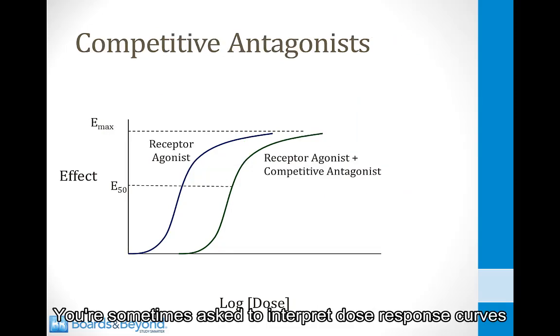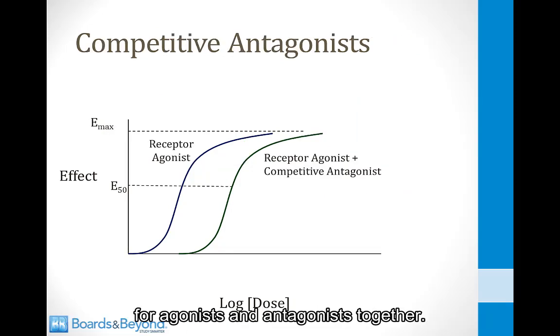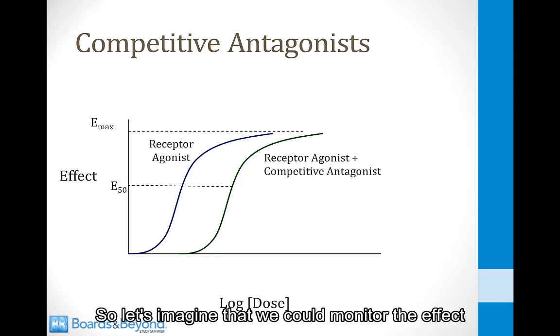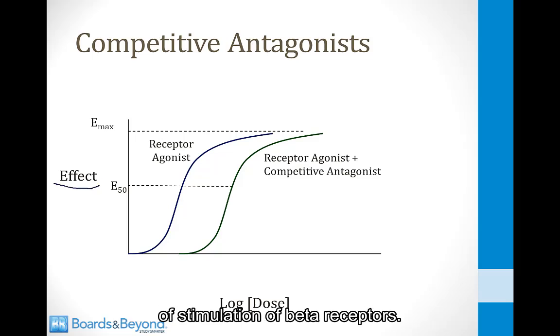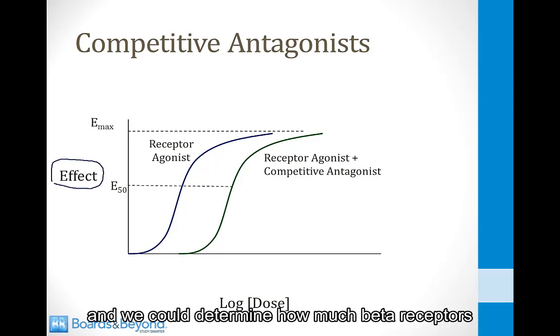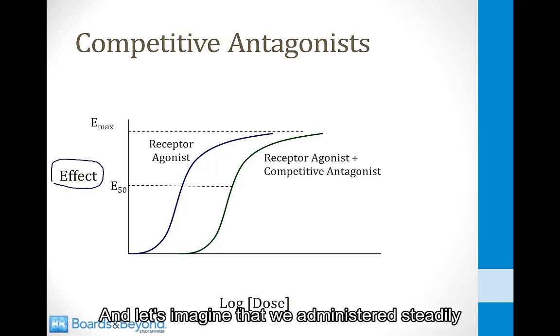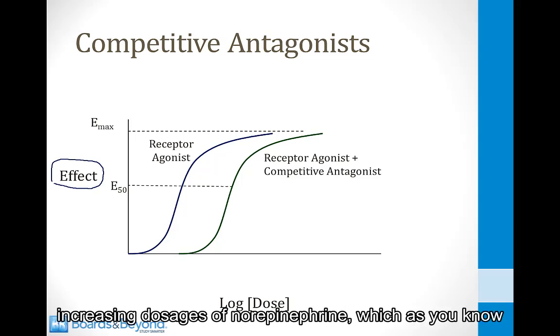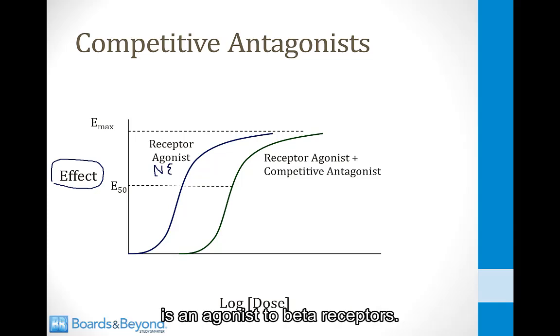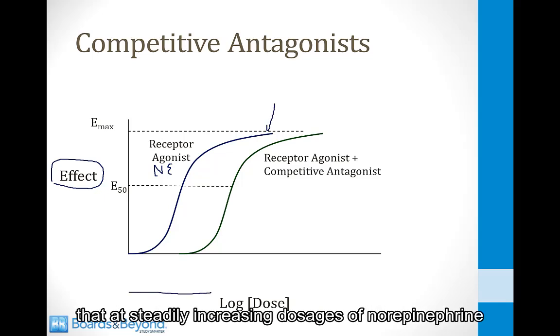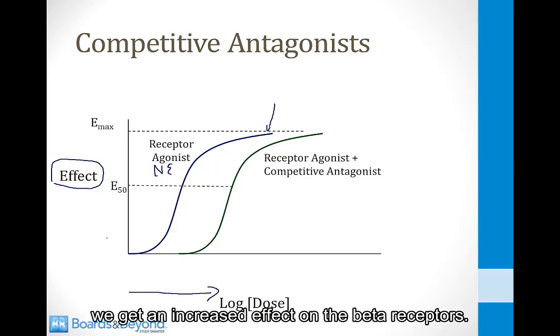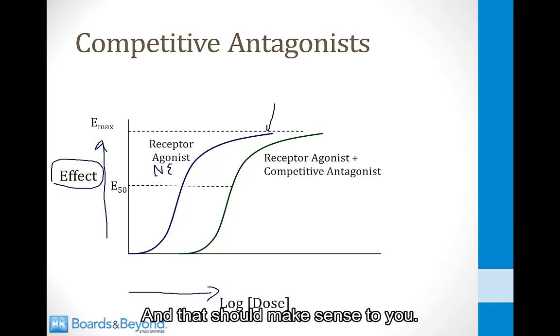You're sometimes asked to interpret dose-response curves for agonists and antagonists together, so let's talk about how to do that. So let's imagine that we could monitor the effect of stimulation of beta receptors. Imagine we had some tool and we could determine how much beta receptors in the human body are being stimulated. And let's imagine that we administered steadily increasing dosages of norepinephrine, which, as you know, is an agonist to beta receptors. We would generate a curve like this blue curve right here, which shows that at steadily increasing dosages of norepinephrine, we get an increased effect on the beta receptors, and that should make sense to you.